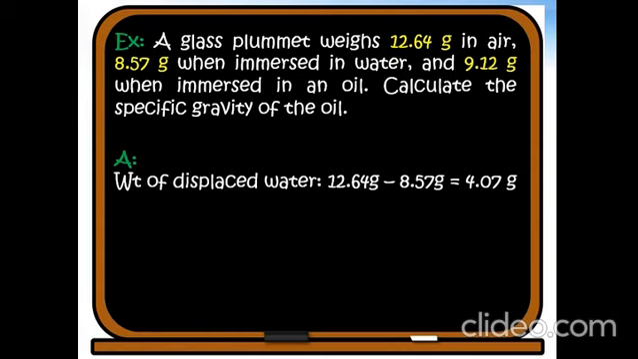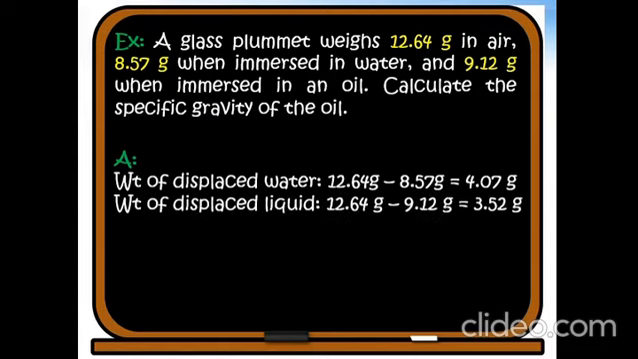That is the weight of the displaced water. Okay? And the weight of the displaced liquid. Because we want to calculate the specific gravity of that oil, right? That displaced oil, right? So that is 12.64 grams subtract 9.12 grams. That is 3.52 grams.